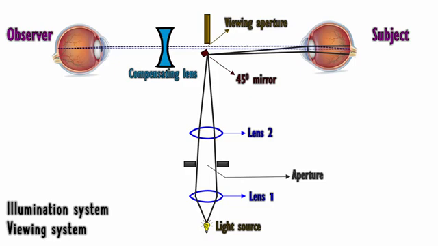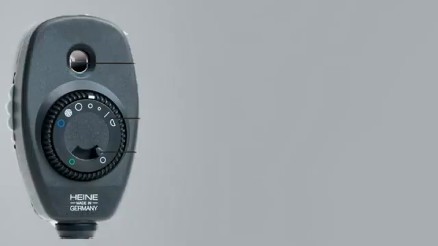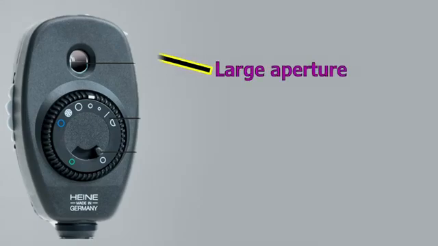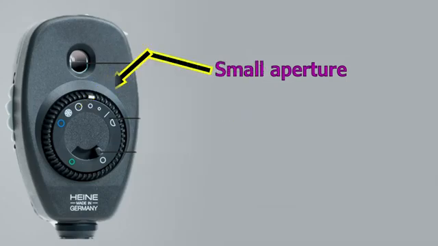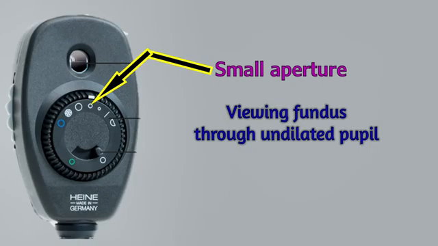The type of aperture can be controlled by means of a thumb wheel. The various apertures available are a large aperture for standard fundus examination under dilatation, a small aperture for viewing the fundus through an undilated pupil. For a subject within 4 diopters of emmetropia, this spot is approximately just smaller than an average sized optic disc, so a rough estimate of disc size may be made.